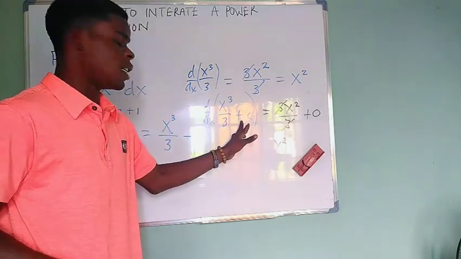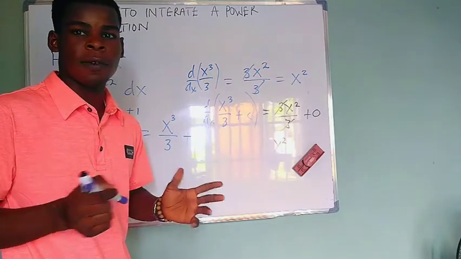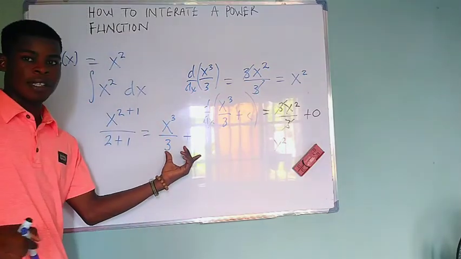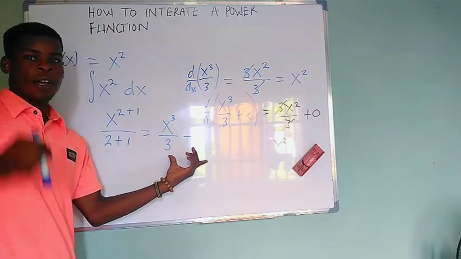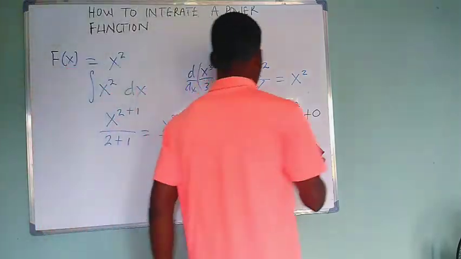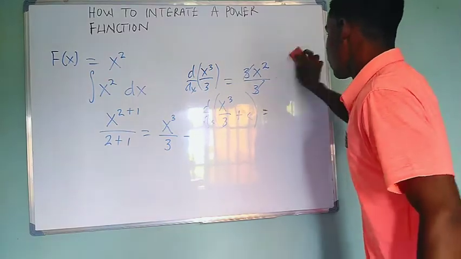Therefore, the plus c is very necessary. The constant could be 5, 10, 15, whatever it could be, the derivative is going to give us 0. So just put here an arbitrary constant c. This makes your indefinite integral correct.